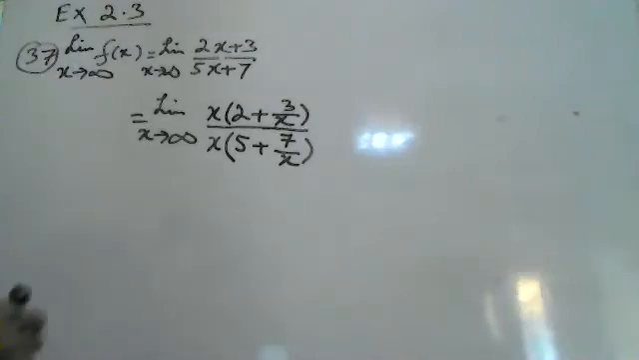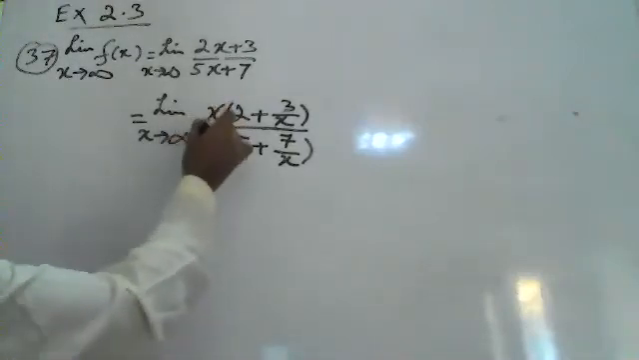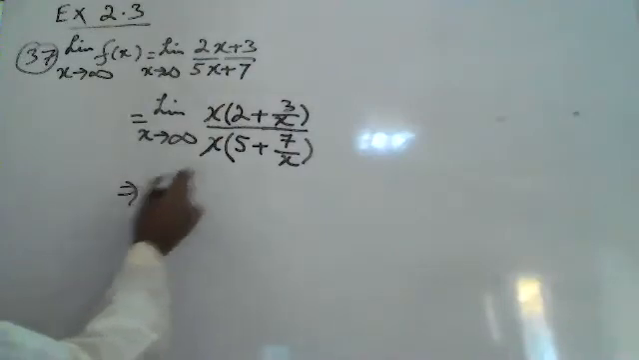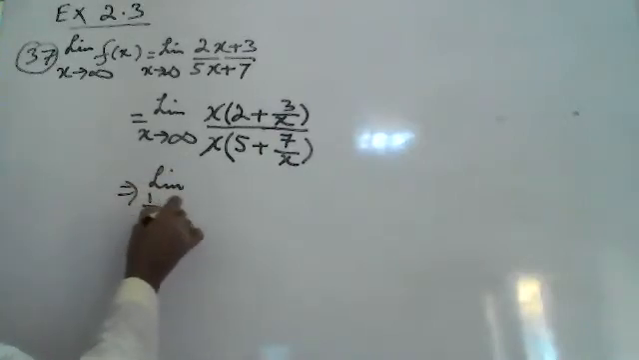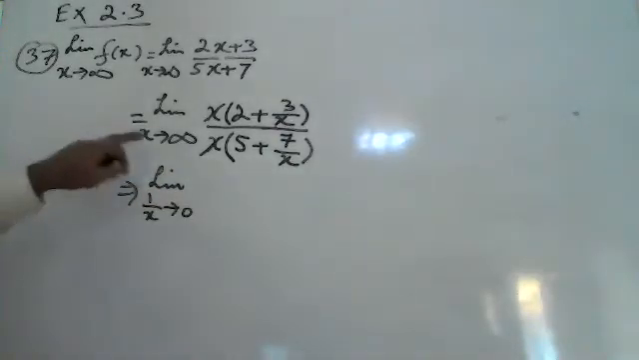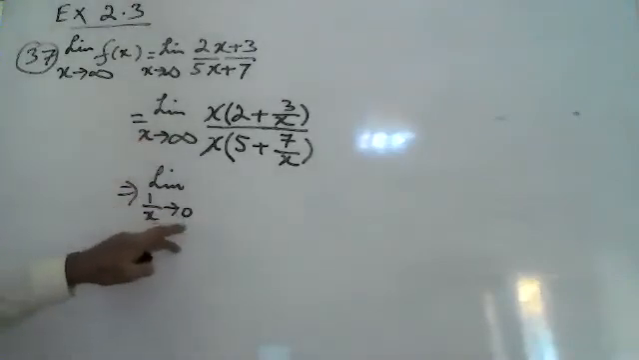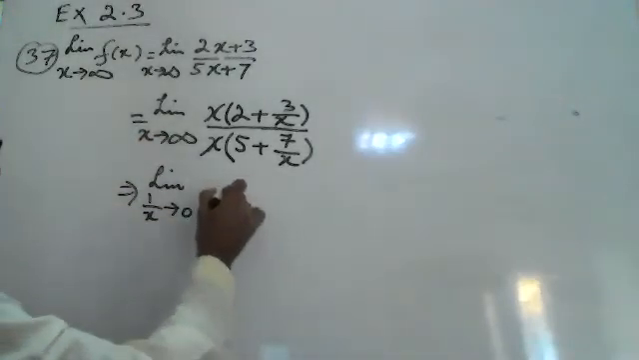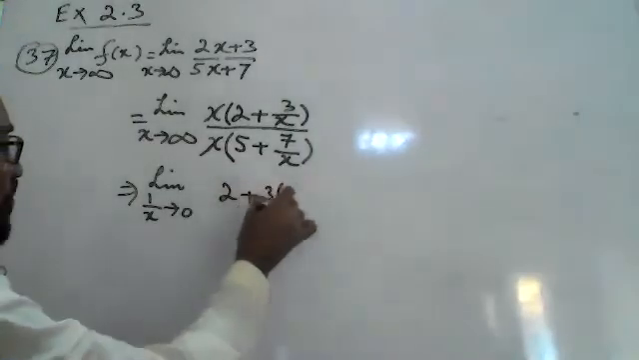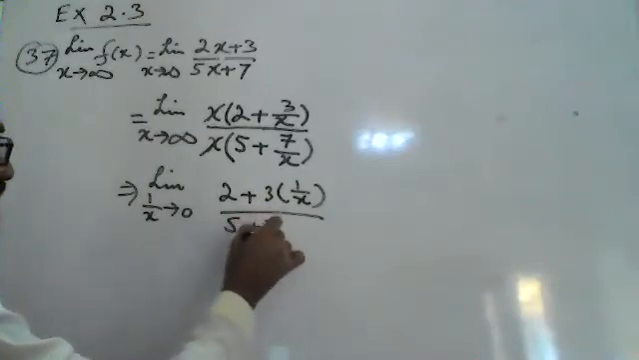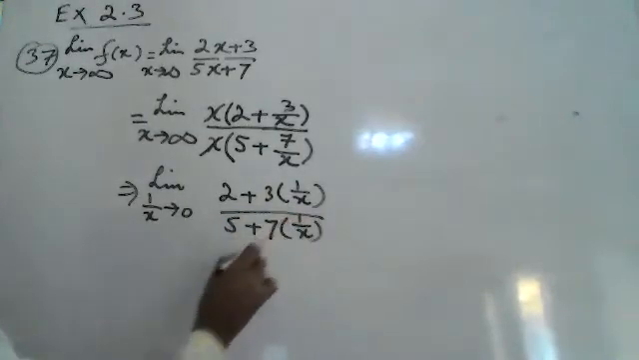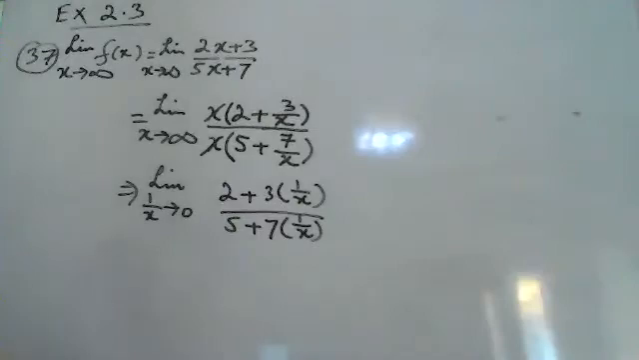Okay. Now x is common by x, and we have it in the form of 1 over x. So limit 1 over x tends to 0. When x tends to infinity, 1 over x tends to 0. It will become (2 plus 3 into 1 over x) upon (5 plus 7 into 1 over x). 7 over x means 7 into 1 over x, and 3 over x means 3 into 1 over x.